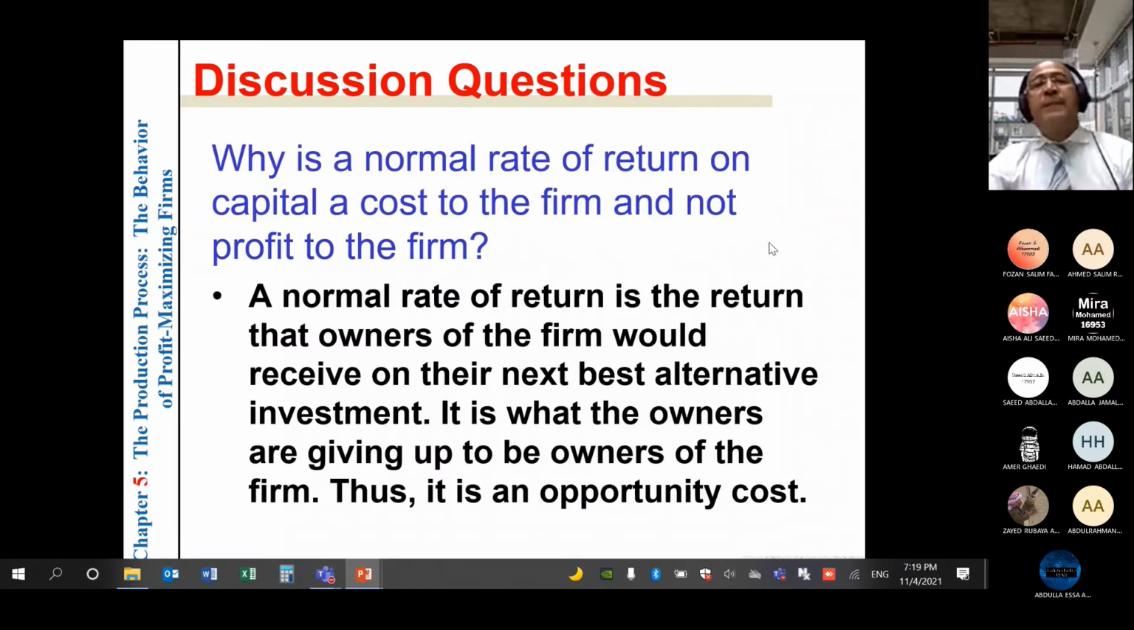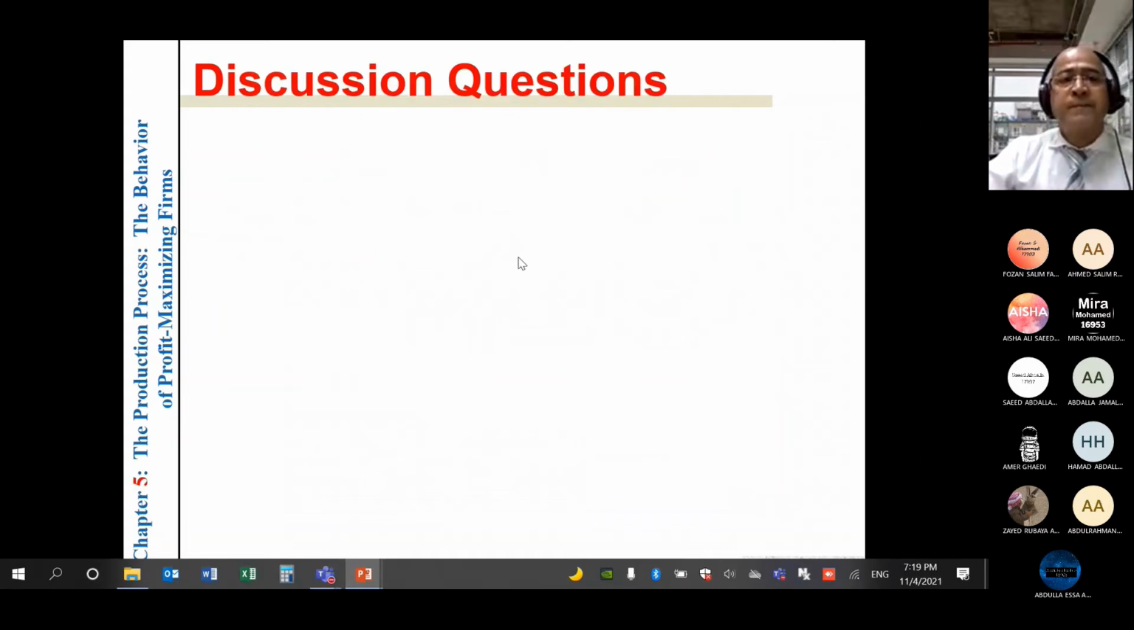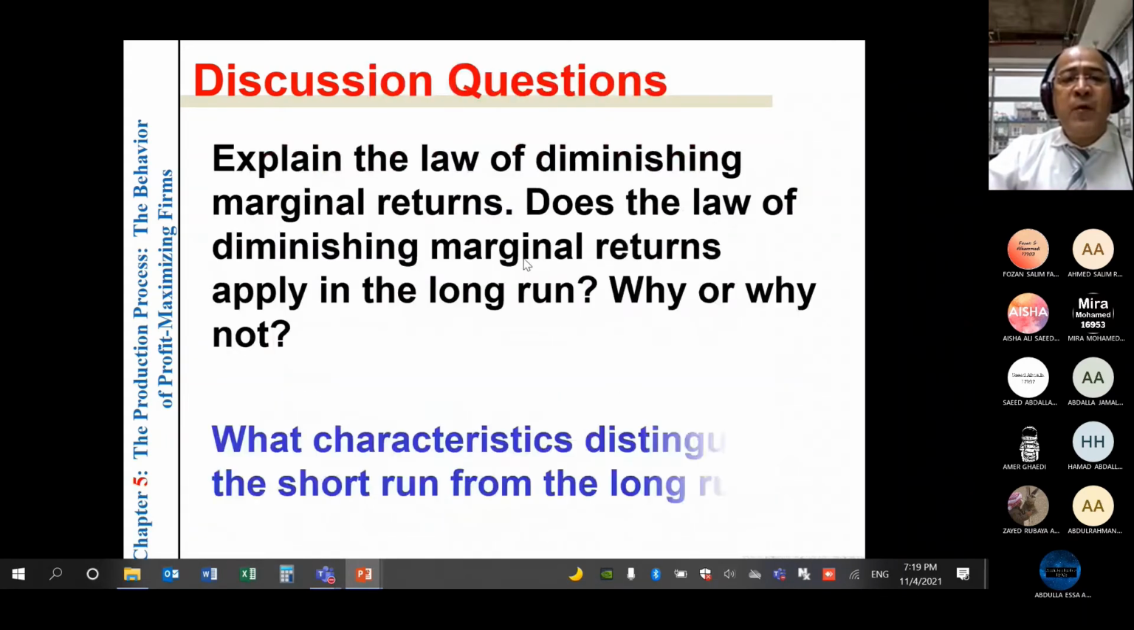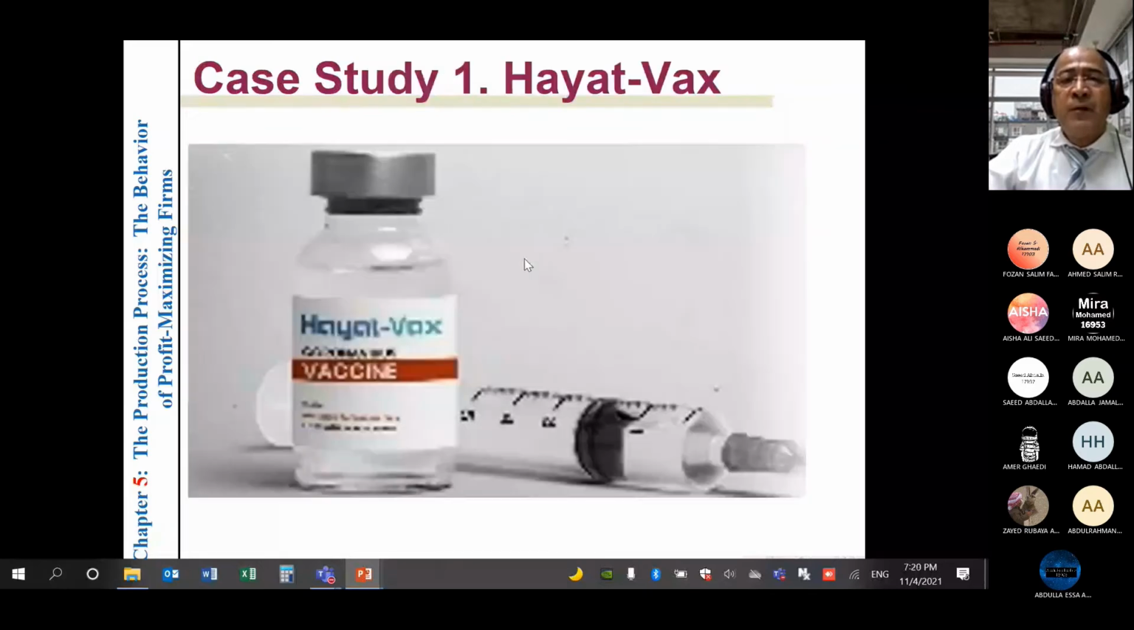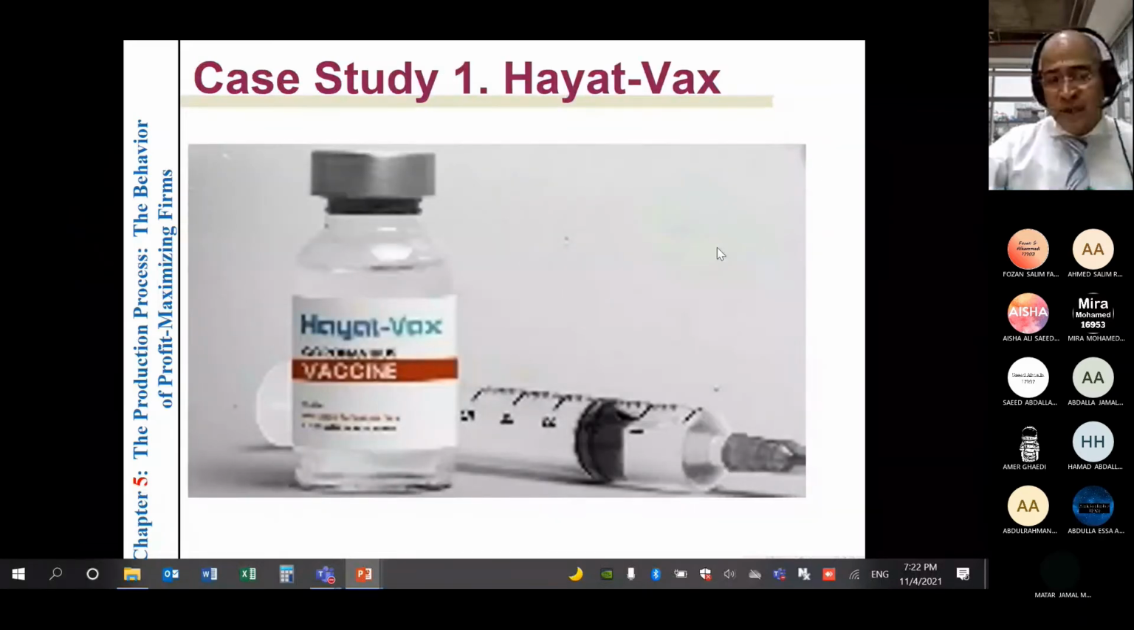I will not explain the discussion questions. I already explained them during the class. So there is a slide about opportunity cost, normal rate of return, and there is an example. I said this slide is important. So let me go straight to the case study.